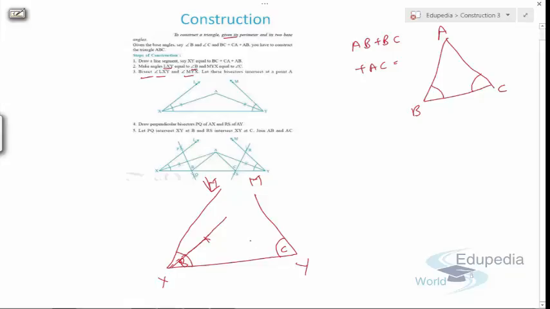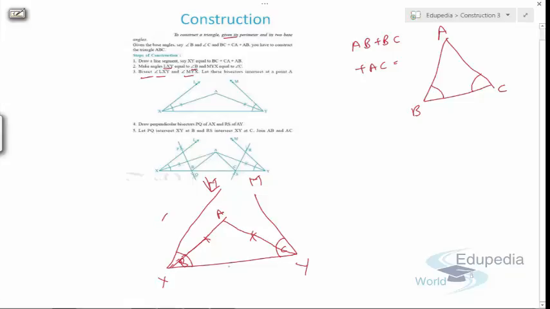Same here, same process for bisection of angle. We draw a line like this. So let's say they meet at point A now, right? Now what's the next step? We need to draw a perpendicular bisector of AX and AY.